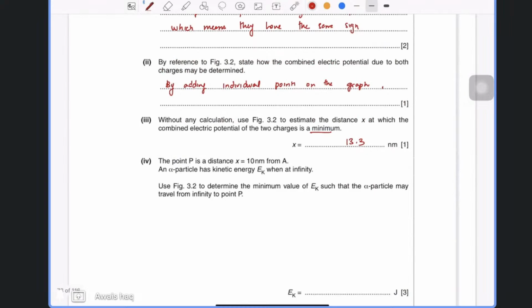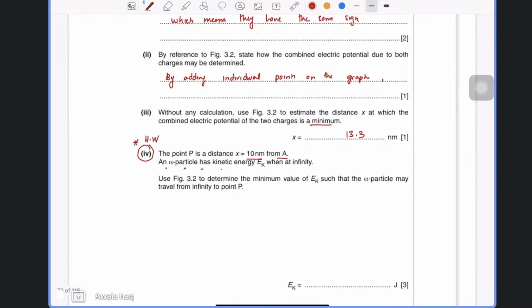Then it says the point P is a distance 10 from A, and an alpha particle has kinetic energy K. Oh, okay. This question, I'm going to start it, and this is for your homework when we do the kinetic energy thing later. So we're going to come back either later or we're going to do it. But can we still do it? I don't know. I think we can do it. We can still do it. We don't need that.